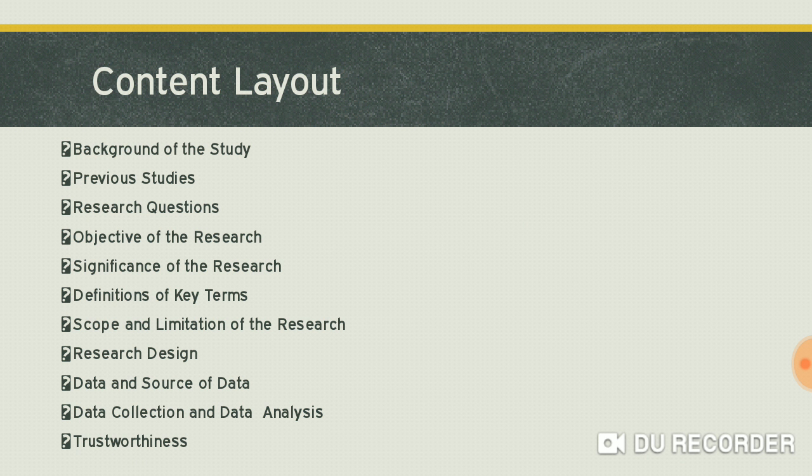The first is background of the study, the second is previous studies, the third is research questions, the fourth is objective of the research, the fifth is significance of the research, then the definition of key terms, next, scope and limitation of the research, next, the research design, then the data and source of data, next, the data collection and data analysis, and the last is trustworthiness.